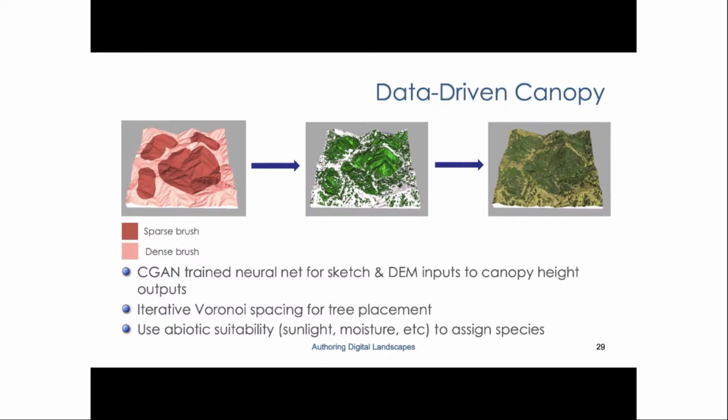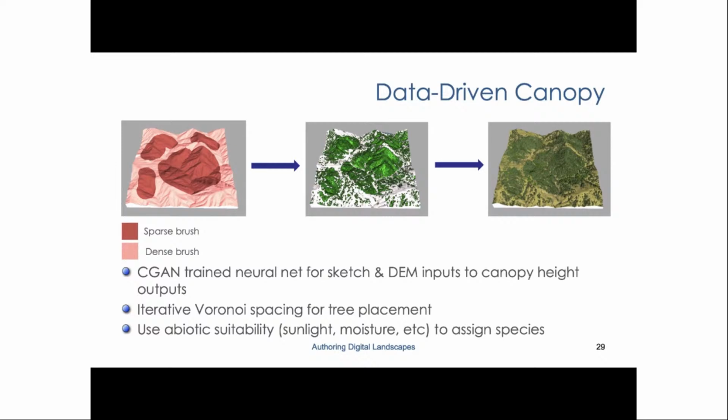That process relies on the abiotic conditions of the landscape. So exactly how the light falls on the landscape in terms of sunlight, how moisture from rainfall affects the landscape, all of those things affect where individual canopy trees are placed according to their species.